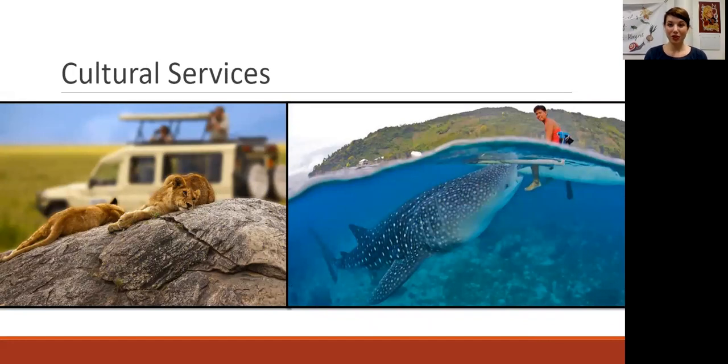Then we have cultural services that we get from our healthy ecosystems. These are things like ecotourism or like our national parks. I imagine most of you have been to at least one national park. We enjoy the outdoors. We enjoy looking at healthy, happy animals. And when we lose that, we lose a part of what makes our world amazing.